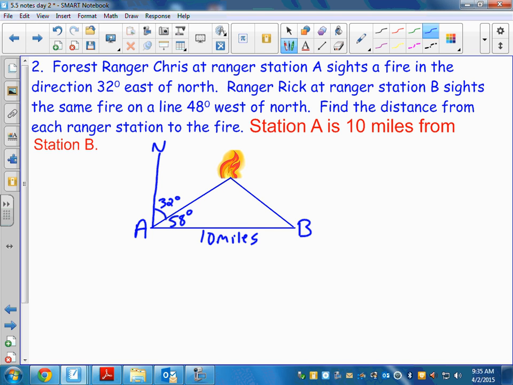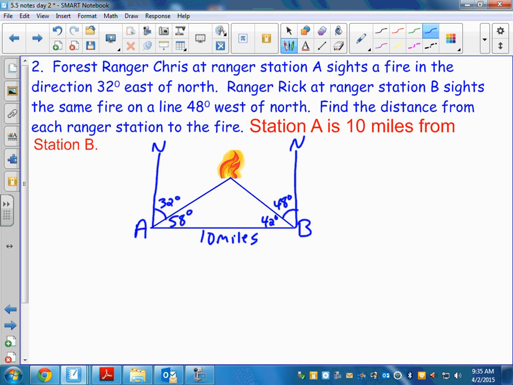And then 48 degrees west of north, again, if I can draw my north here, west of north would be back this way. That's why I know Station B is over here. And he sights the fire 48 degrees west of north. And again, we could subtract from 90 to get 42 degrees. So just be cautious on that. If they're talking about directions like that, just be careful on how you draw that in.